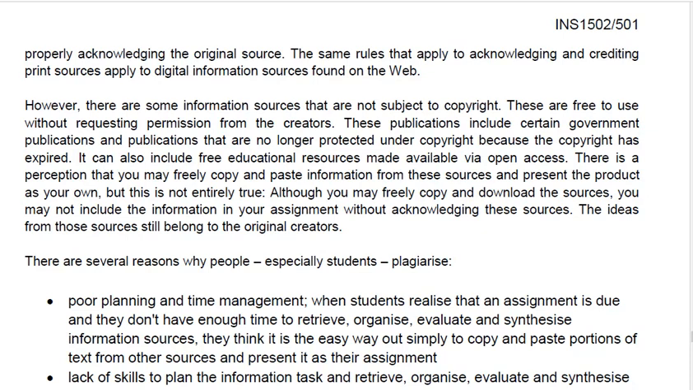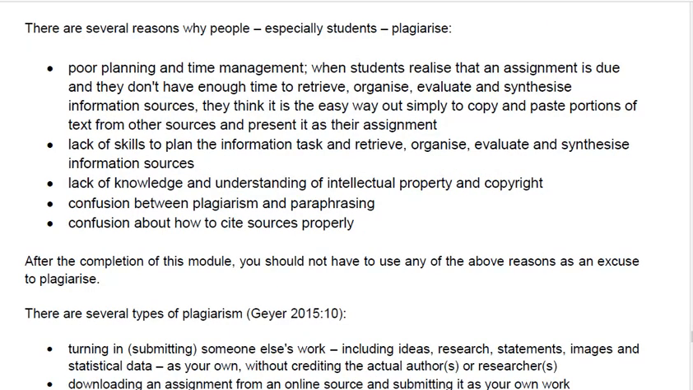So we can maybe just ignore that because we do not need that. We are focusing on plagiarism. So let's just ignore that and further look at several reasons why people plagiarize. Okay, it says here there are several reasons why people, especially students, plagiarize.